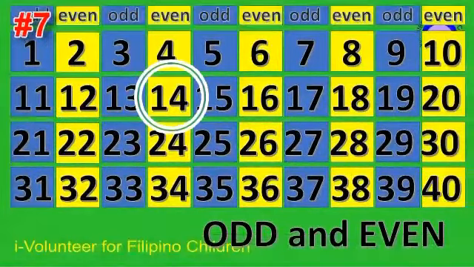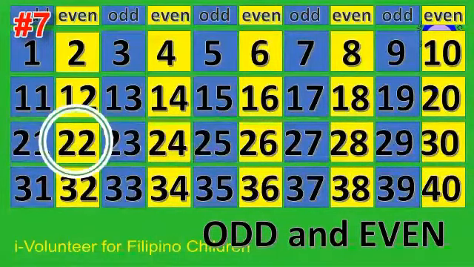Item number 7. Is the number odd or even? Number 22 is an even number. Kindly repeat.